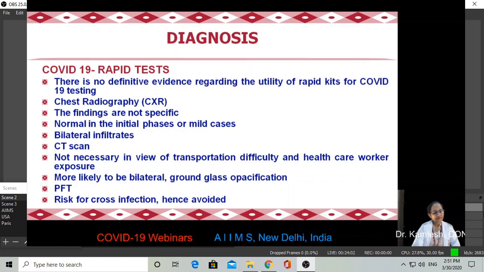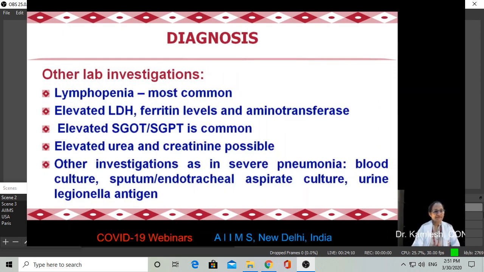Pulmonary function test is also not advisable because there is a risk of cross-infection and hence it should be avoided. Other lab investigations: lymphopenia is most common. Elevated LDH, ferritin levels and aminotransferase can also be seen. Elevated SGOT, SGPT levels are also common in these cases. Elevated urea and creatinine are possible. Other investigations as in severe pneumonia, like blood culture, sputum and endotracheal aspirate cultures, or urine Legionella antigen also may have to be tested.